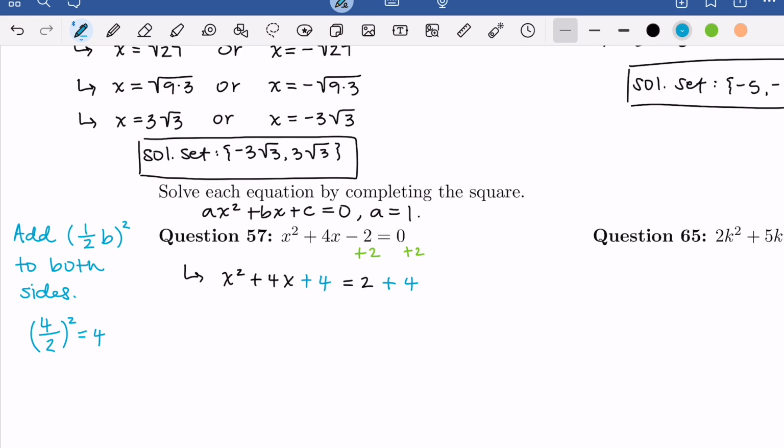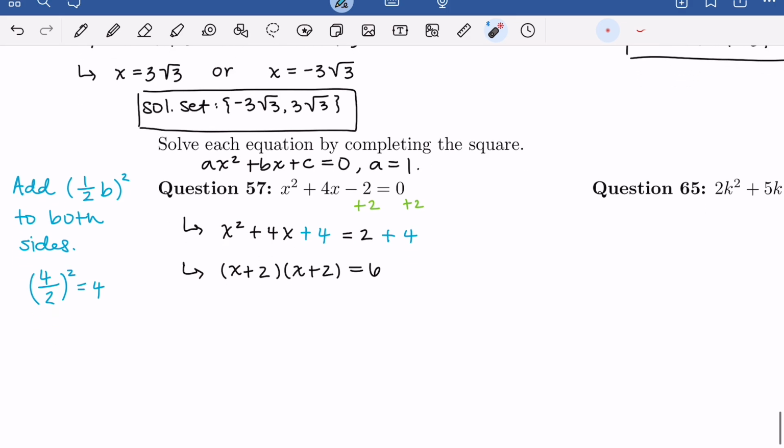Now from here, this becomes easily factorable. This is the product of x plus 2 times x plus 2. And then on the right-hand side, this is 6. So like I said, we're completing the square to rewrite this in an easily factorable equation. So this x plus 2 times x plus 2 is the same thing as x plus 2 squared.